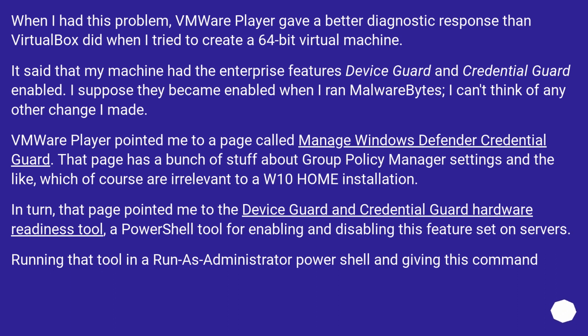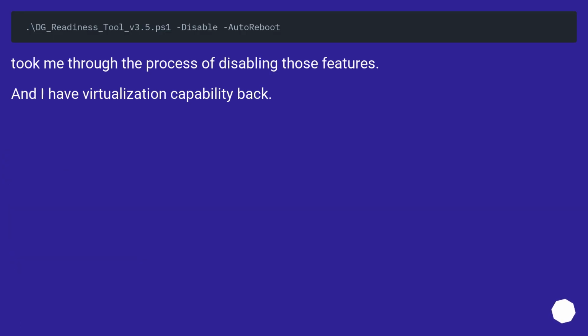In turn, that page pointed me to the Device Guard and Credential Guard Hardware Readiness Tool, a PowerShell tool for enabling and disabling this feature set on servers. Running that tool in a run-as-administrator PowerShell and giving this command took me through the process of disabling those features. And I have virtualization capability back.